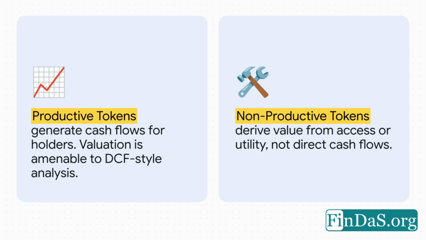Productive tokens are the ones that are designed to generate cash flow for the people who hold them, either through direct profit sharing or maybe through buyback and burn programs that return value. And because they generate cash flow, you can actually value them using traditional financial models. Non-productive tokens are different. Their value comes from the rights or the access they give you. Think of it like a membership card or software license. You can't value them based on cash flows. You have to analyze their value through things like network effects and user demand.